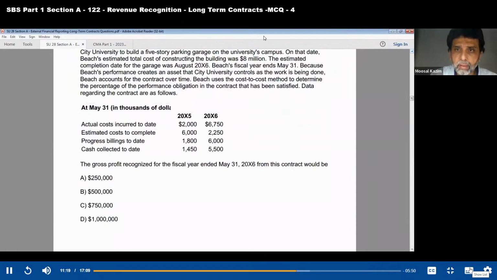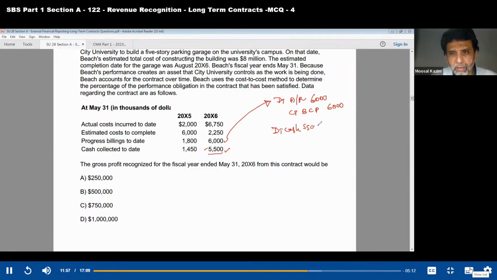So now, if you look at this data, accounts receivable, see the progress billing done up to date is 6,000. Out of that, the customer has paid 5,500. So if you notice, if you remember, the progress billings would be debit accounts receivable 6,000 and credit bills on construction in progress, which is a contract liability, right? And then if they receive cash, it would be debit cash, 5,500. This is cumulative, of course, and credit AR 5,500.